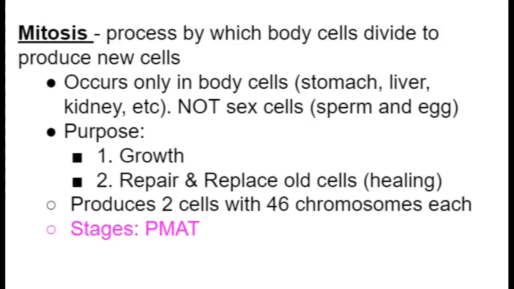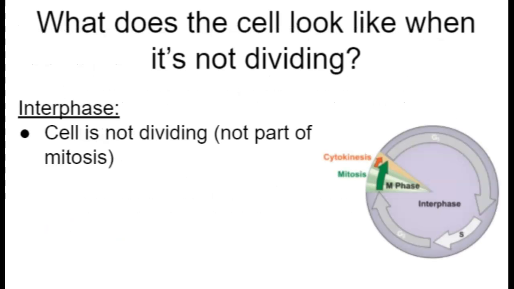So before we get into all of the parts of the cell dividing and how all this happens, we're going to talk about what the cell looks like when it's not dividing. So when the cell is not dividing, it's in a special phase. We call this interphase. Interphase means the cell's not dividing. Go ahead and write that down.